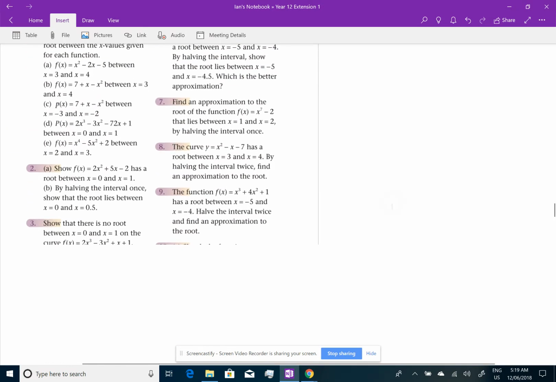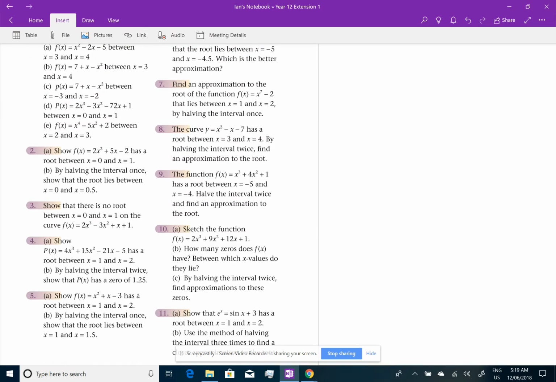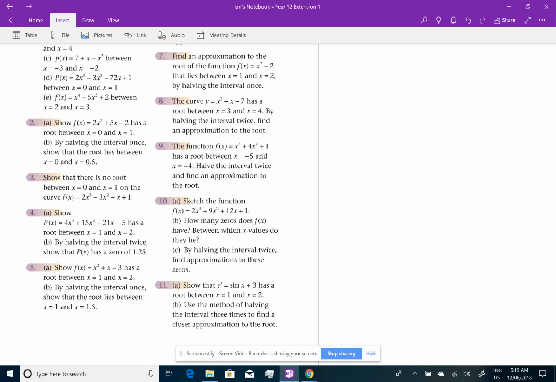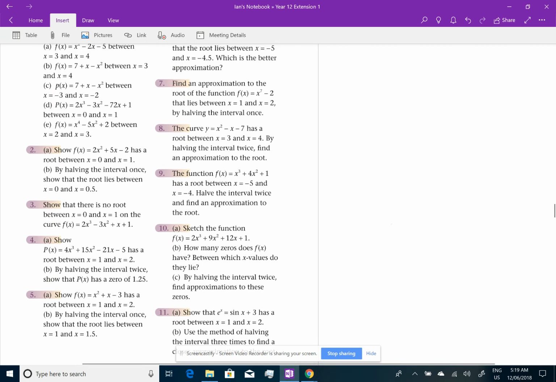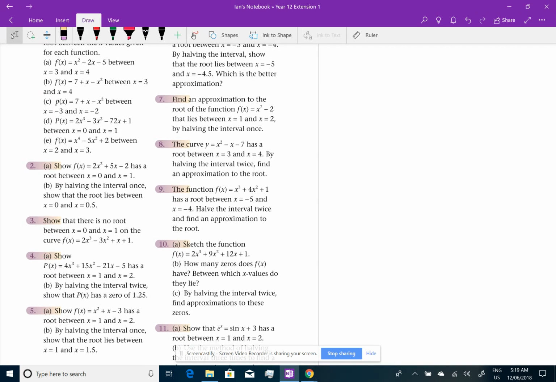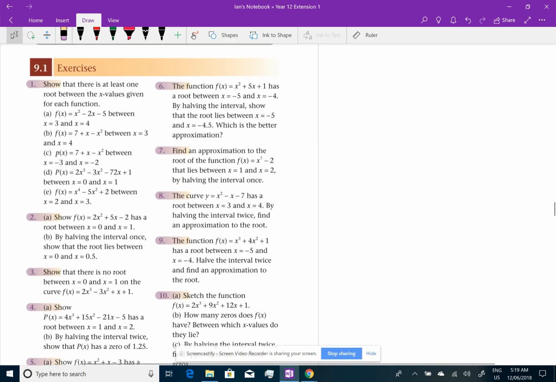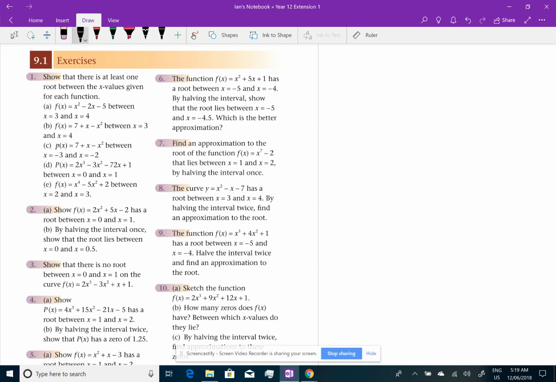So let's start with a nice easy one, and I'll go to question 2. I've got a quadratic, and I'm told that f of x equals 2x squared plus 5x minus 2. And they say show that it has a root between x equals 0 and x equals 1.